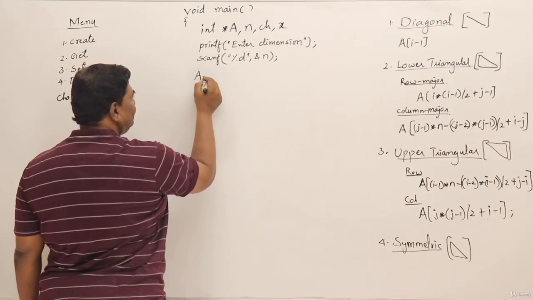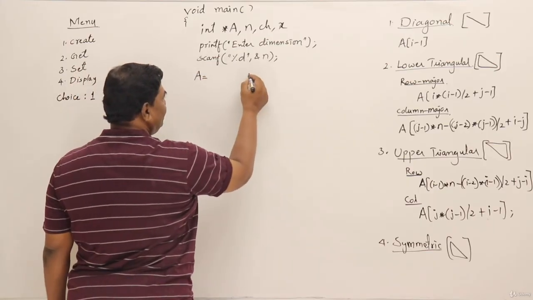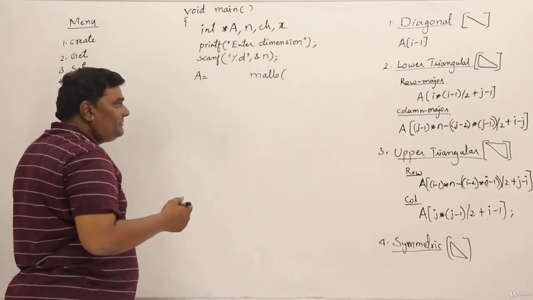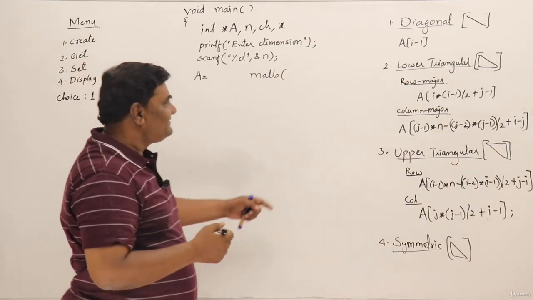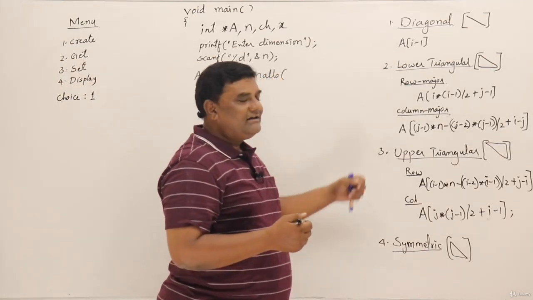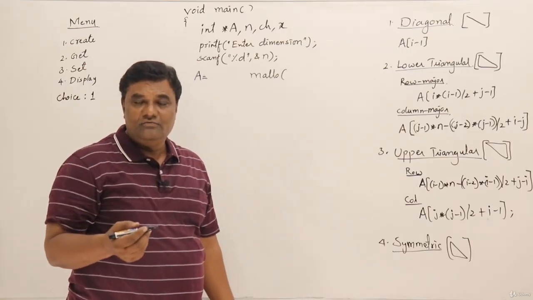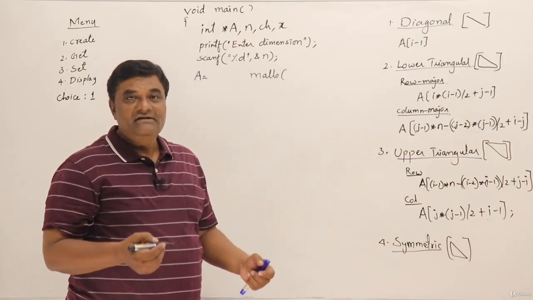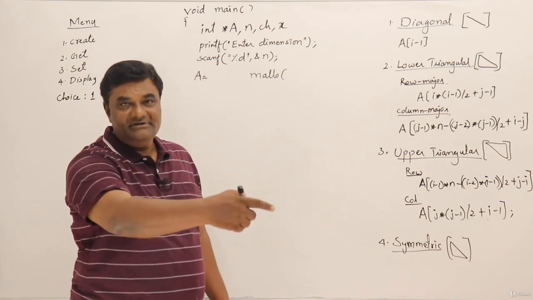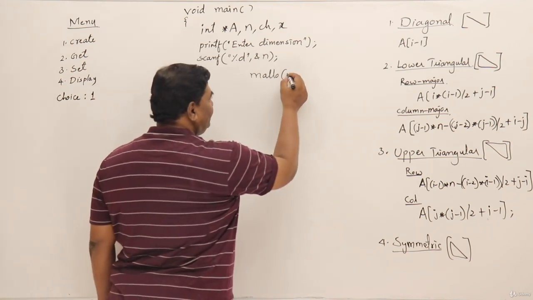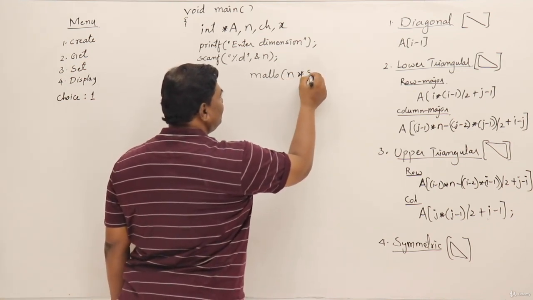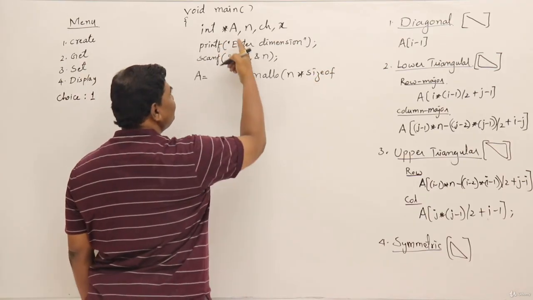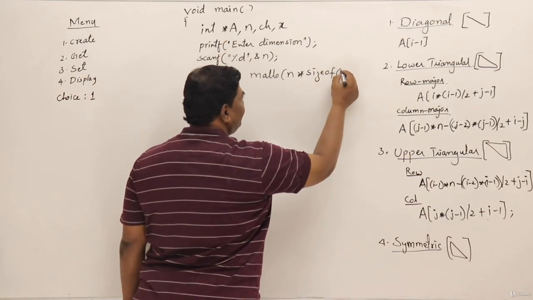So a assign. How to create an array in heap? Malloc function, malloc. So what should be the size of the array? The size of the array for a diagonal matrix is n. Whatever the dimension is, that many elements are there. So only n elements in a diagonal. So n into size of integer, because this is an integer array, so sizeof int.